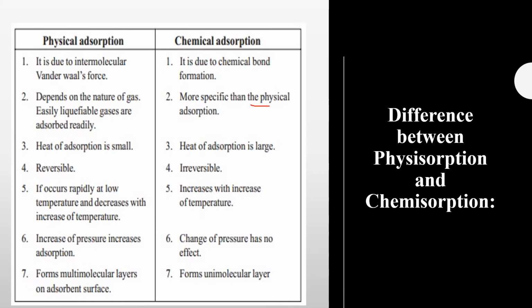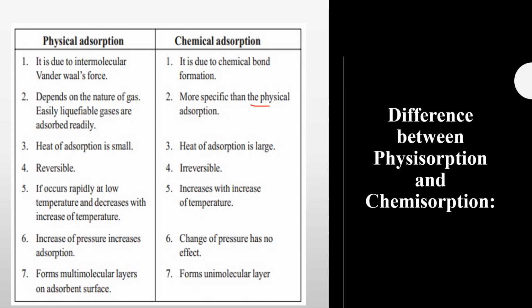Heat of adsorption. In case of physical adsorption, it is less and the value is around 20 to 40 kilojoule per mole. Whereas in case of chemical adsorption, heat of adsorption is high and it is around 80 to 240 kilojoule per mole. And physical adsorption is reversible in nature, whereas chemical adsorption is irreversible in nature, because in this the chemical bonds are forming.